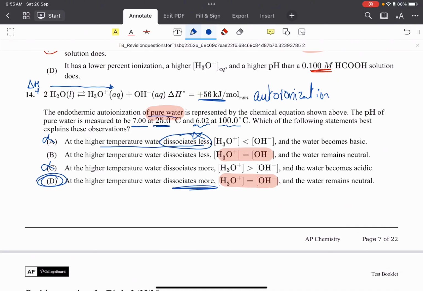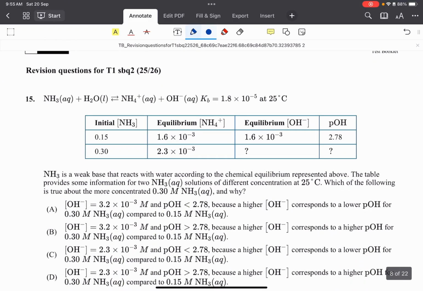So here's the answer. And that's why the pH, never compare these at higher temperature, compare the Ka dissociation. So don't let those values confuse you. So the answer is D.